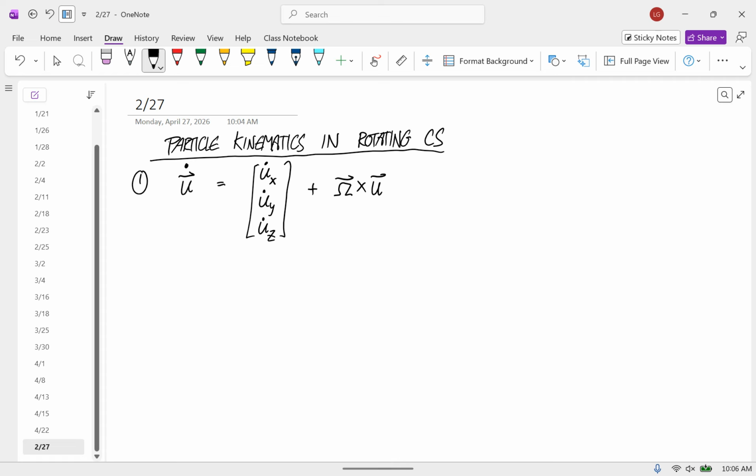Okay. Well, if you apply these to the position vector, this works for any vector. If you do it specifically to the position vector, you get the velocity vector, which we can write two ways. The first one is the velocity vector is the dotted components of the position vector plus the angular velocity of the coordinate system crossed with the position vector.